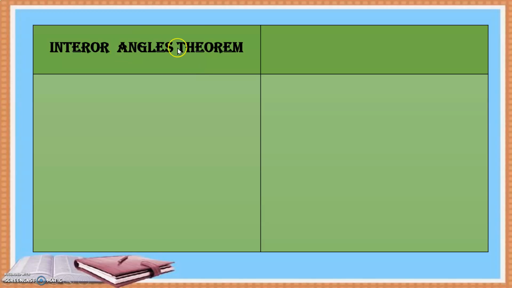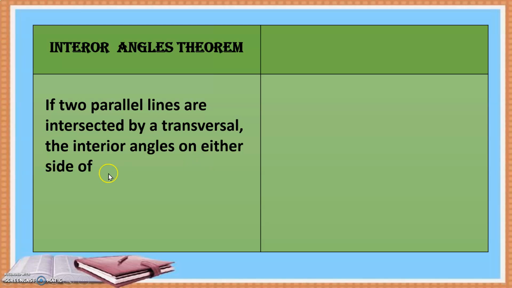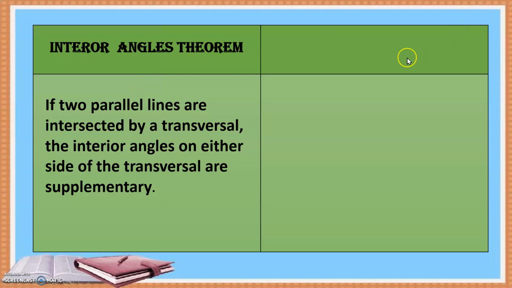So we start with interior angles theorem. According to this theorem, if two parallel lines are intersected by a transversal, the interior angles on either side of the transversal are supplementary, which means if two lines are parallel, the interior angles will add up to 180 degrees. Here the lines are parallel and therefore the interior angles are supplementary. Clear? Now interior angle test will be the converse of this.